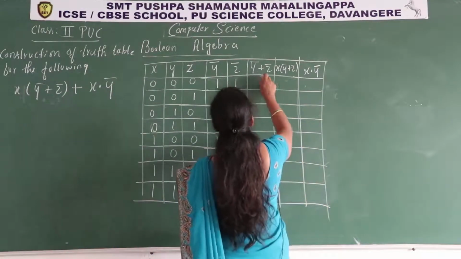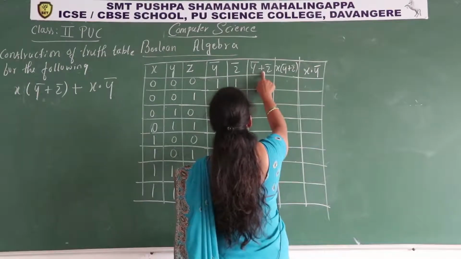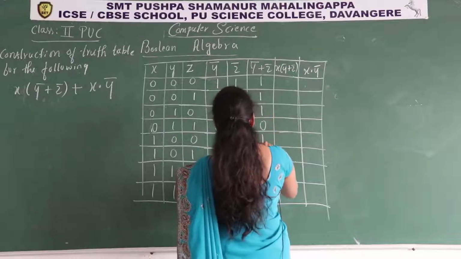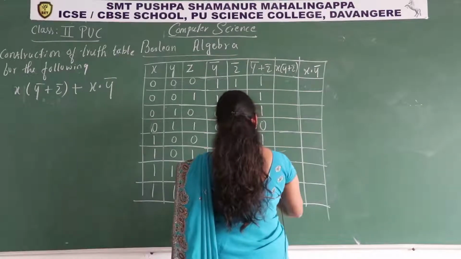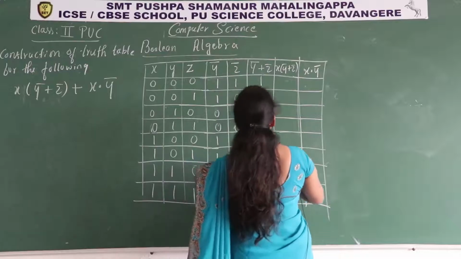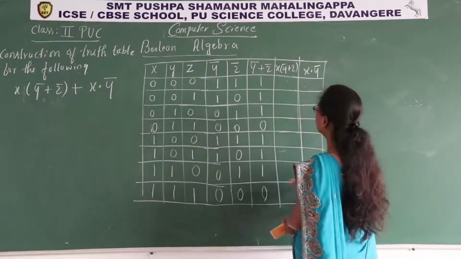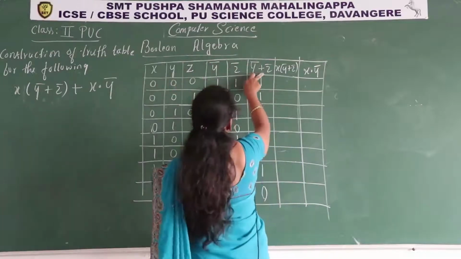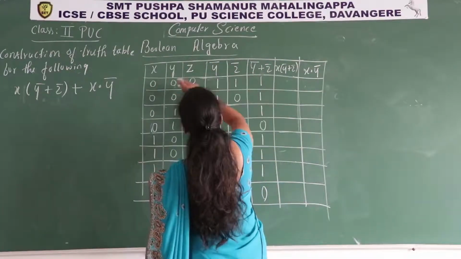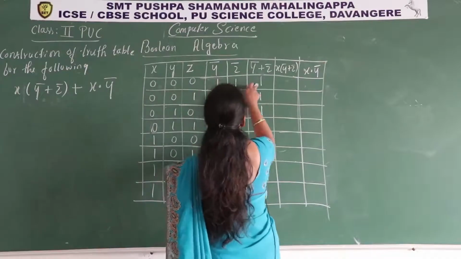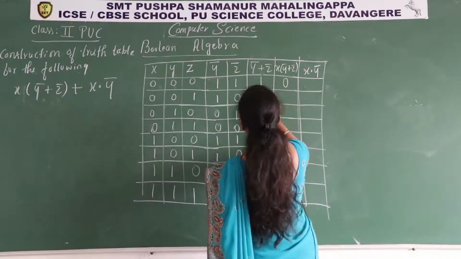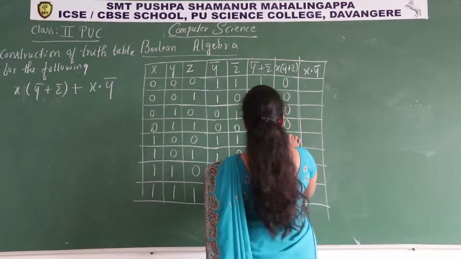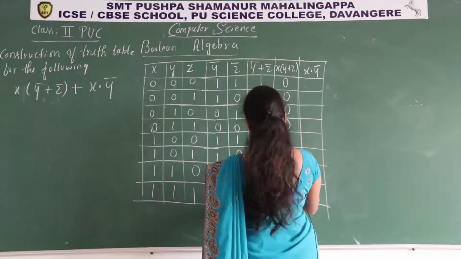Y bar plus Z bar, logical OR operation. So 1 1 1 0 1 1 1 0. Here x into y bar plus z bar, between these two columns, x and this column. So which operation? Logical AND operation. 0 1, so answer is 0. 0 1 0 0 0 1 1 1 1 1 0.